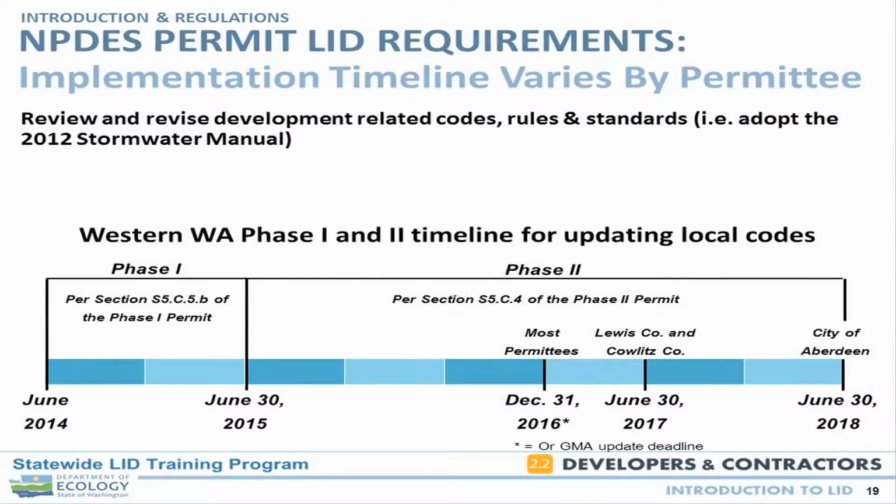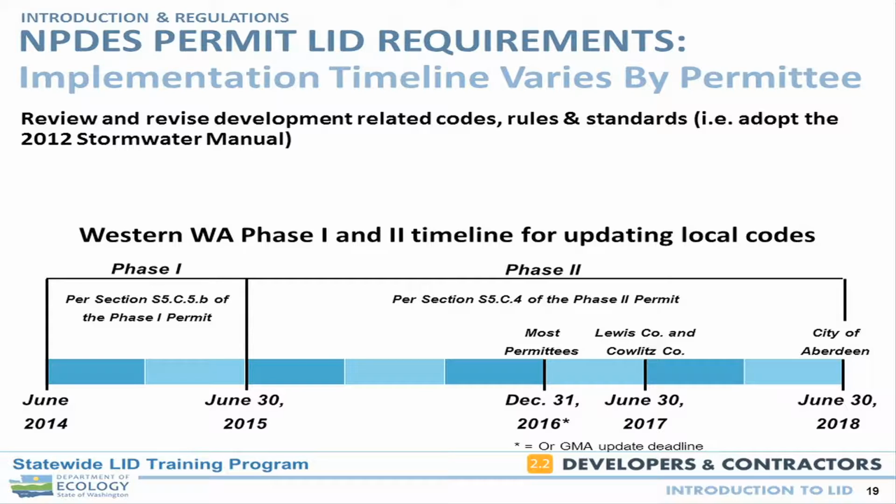There are some significant dates which I think are important to know about when these new requirements will take effect. So municipalities by that permit are required to update their codes. There's a whole series of elements in the permit, but the ones that I think are most germane today are updating development codes to require consideration of the feasibility of LID.